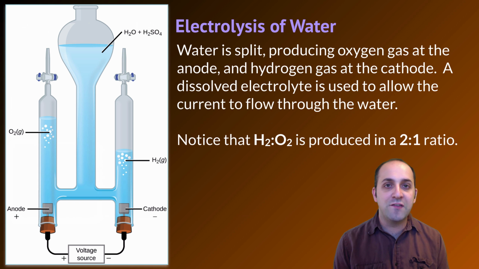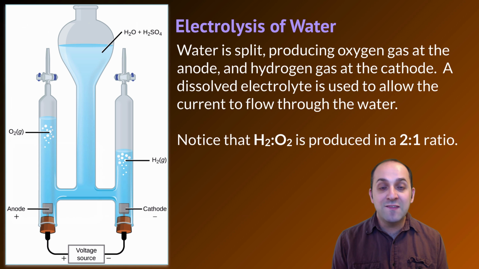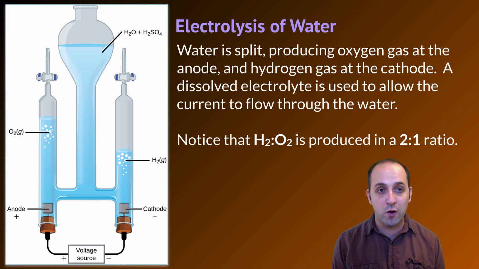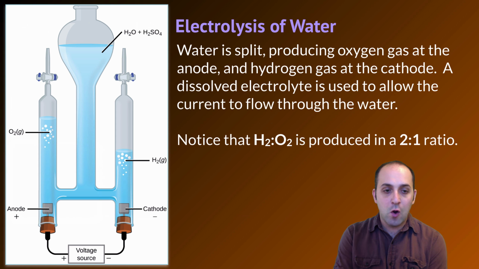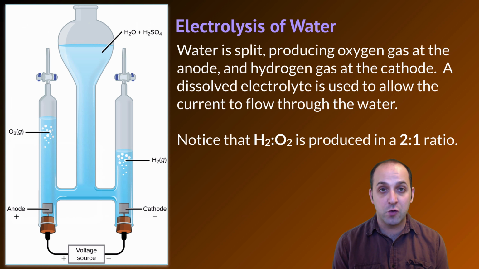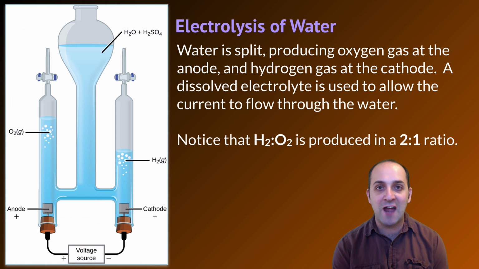We can use electrolysis to do some other things as well. This diagram shows the electrolysis of water. It's very similar to the electrolysis of sodium chloride, except that we're splitting up water. In order to do this, we need to add an electrolyte to the water. Sulfuric acid is a typical, commonly used electrolyte. You can see that as electrical current is added, we're producing hydrogen gas and oxygen gas by splitting water into its elemental components. Also notice that we get twice as much hydrogen gas produced as oxygen gas in a 2-to-1 ratio.